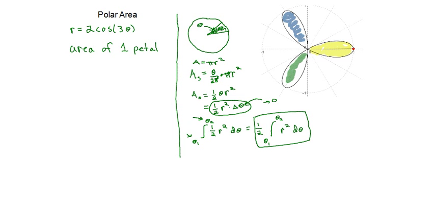So we are going to start off with an integral. 1/2 times the integral of r squared. Well, r is simply the function 2 cosine of 3 theta. And make sure you square the whole thing, so that will eventually become a 4. But right now it's just a 2. Make sure it also gets squared.